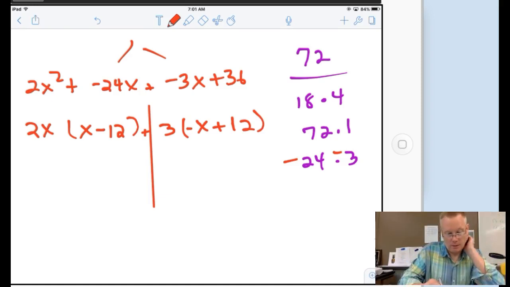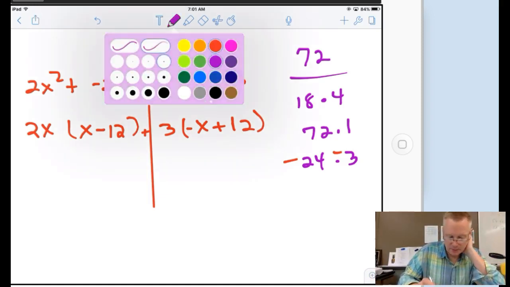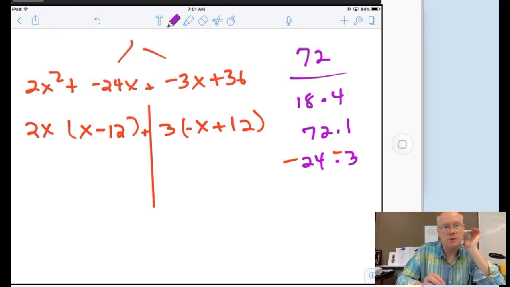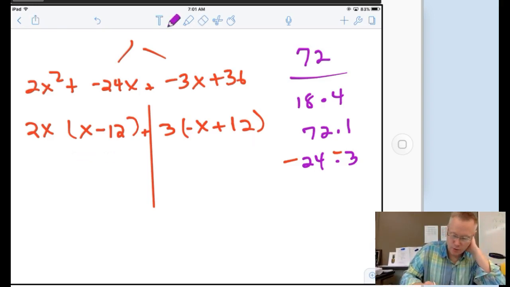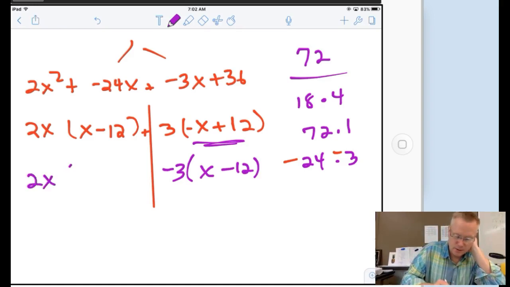All right, now that same type of thing happened earlier. These are close, but notice how the signs inside the parentheses are off. The parentheses have to match in order for this technique to work. Now, there's that wonderful trick where I pull a negative out to the 3, to the number in front of the parentheses, and then change the signs of both things inside the parentheses. So the negative x becomes positive x, plus 12 becomes minus 12, and the rest of this is going to stay the same.